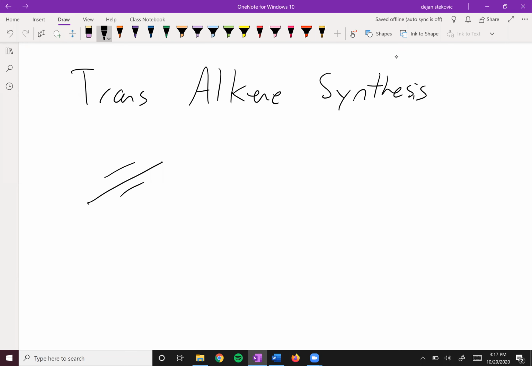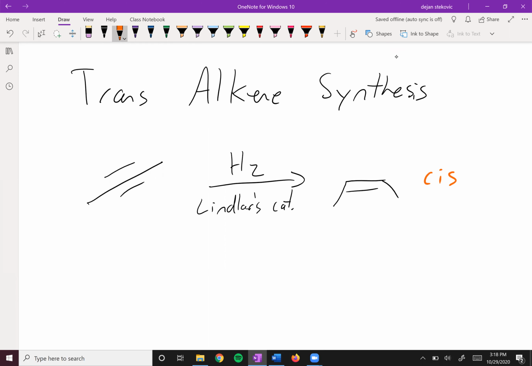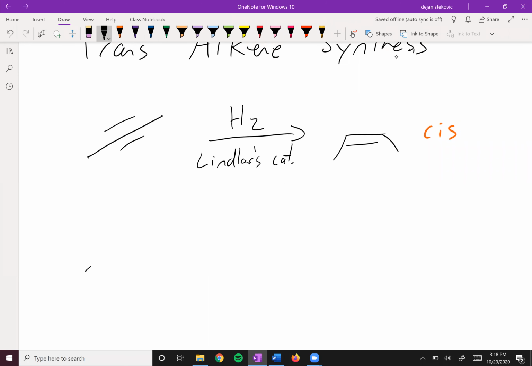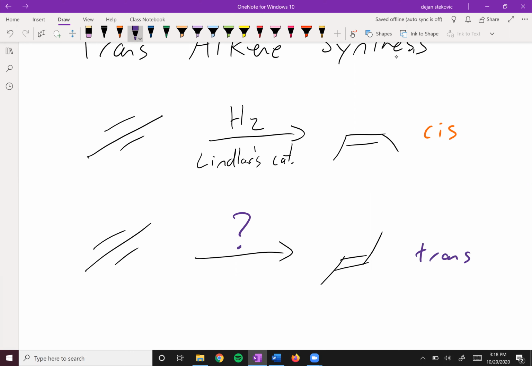So we saw last time that if we took an alkyne and we added some H2 and Lindlar's catalyst, we get a cis alkene. But what if we wanted a trans alkene, right? Could we take an alkyne, add something to here, and then end up with a trans product? And naturally, since I'm talking about it, the answer is yes.